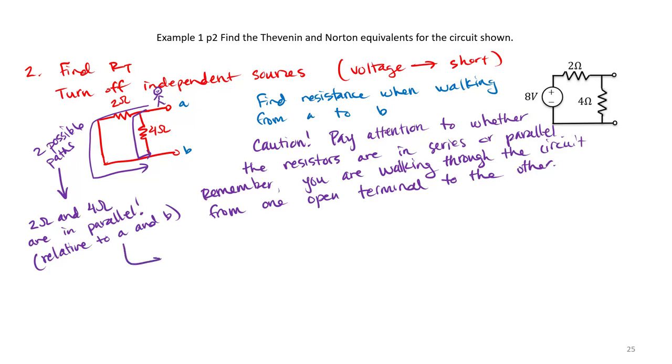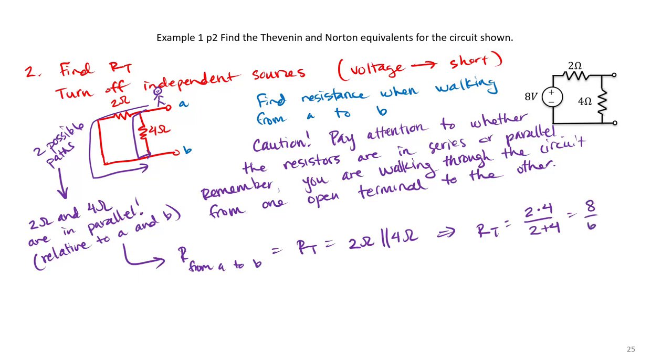That means that the resistance from A to B is equal to our Thevenin resistance, which is equal to 2 ohms in parallel to 4 ohms. So in this case, if we go ahead and solve, we determine our Thevenin resistance is just 2 times 4 over 2 plus 4, which is 8 over 6, or 4/3 ohms.